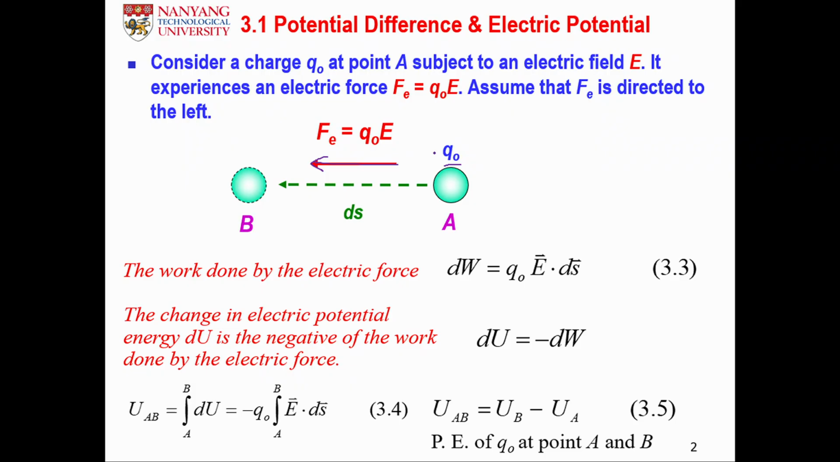If we assume this to be positive, then there will be an electrical force also pointing in this direction. Right? This is the E, this is the F. And for this charge Q naught under this electrical force F pointing to the left, what will happen to this charge? Of course, it will move from this point to another point, let's say from A to B. So this is what will happen for a charge under an electrical force.